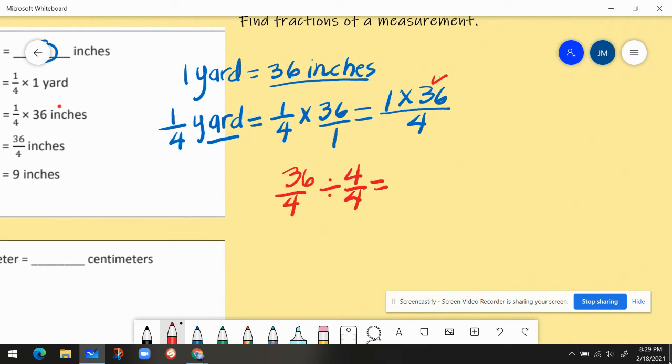When you have 36 divided by 4, I know that 9 times 4 equals 36. So that will be the answer: 36 divided by 4 equals 9, and 4 divided by 4 equals 1.